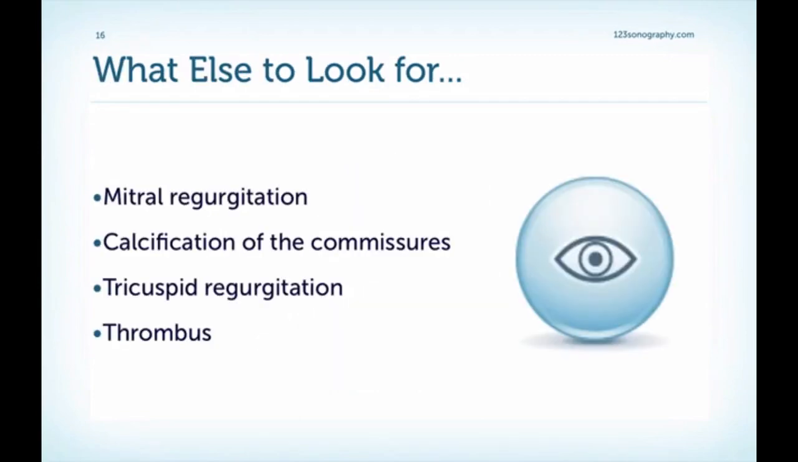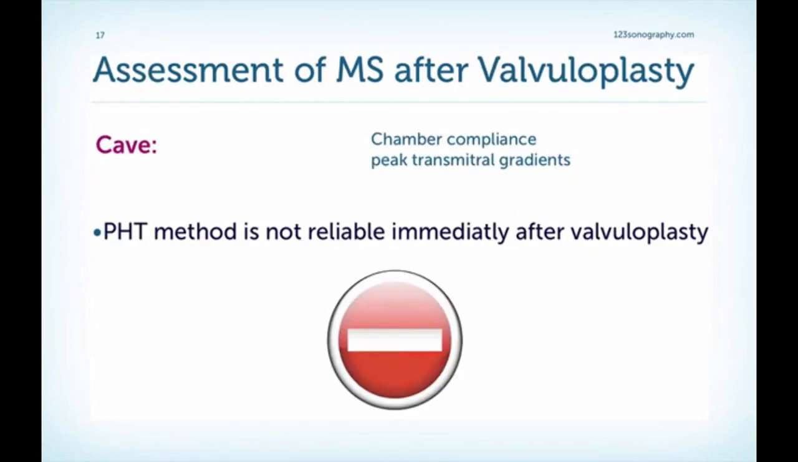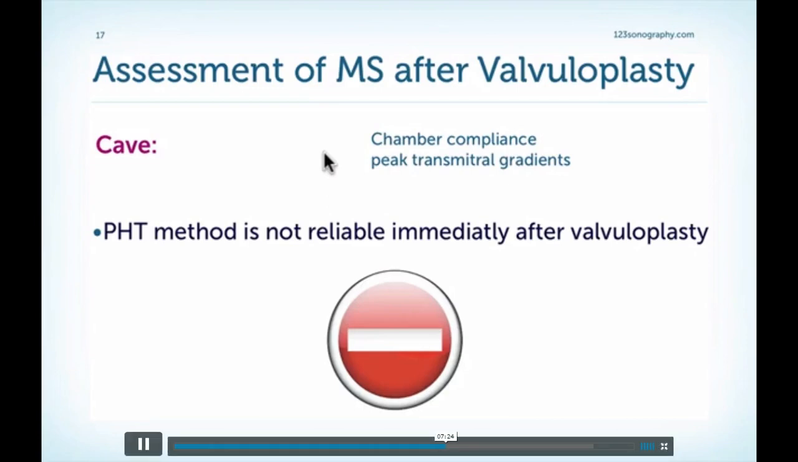Aside from the Wilkins block score, there are also other things you have to take into account. First of all, the presence of mitral regurgitation and its degree, the presence of calcification in the commissural region, tricuspid regurgitation, and left atrial thrombi. Just to mention again, the pressure half-time method is not reliable immediately after valvuloplasty. Why is that so? Because after the procedure, we have a dramatic change in the chamber compliance and also in the transmitral gradients. And these two factors strongly influence pressure half-time. So you can use it, but it does not necessarily really reflect the true mitral valve area.